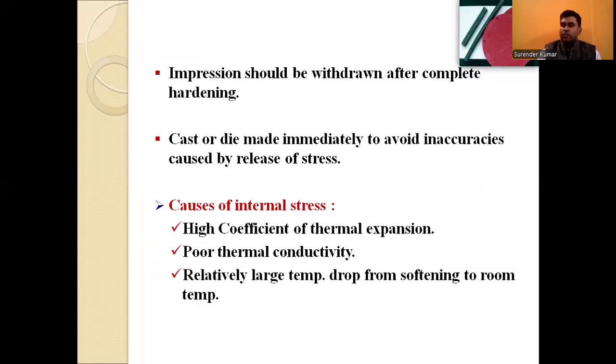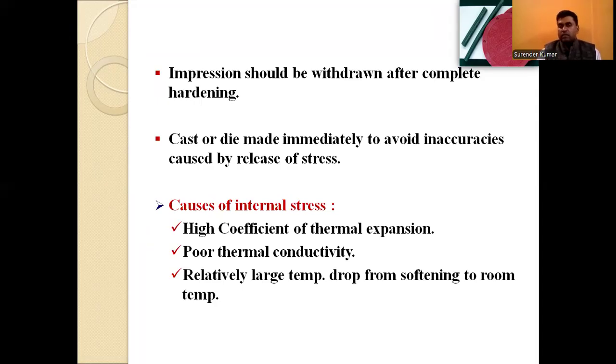The impression should be withdrawn after complete hardening. That means when you place it in the mouth, at that time it will be plastic. When the temperature of the compound comes down to the mouth temperature, at that time it will harden. You should ensure that it completely hardens, then you remove it. Otherwise, distortion will occur. Cast or die should be made immediately to avoid inaccuracies caused by the reverse stresses. So we advise that immediately when you remove it from the mouth, you wash it, disinfect it, and pour the impression to make the cast.